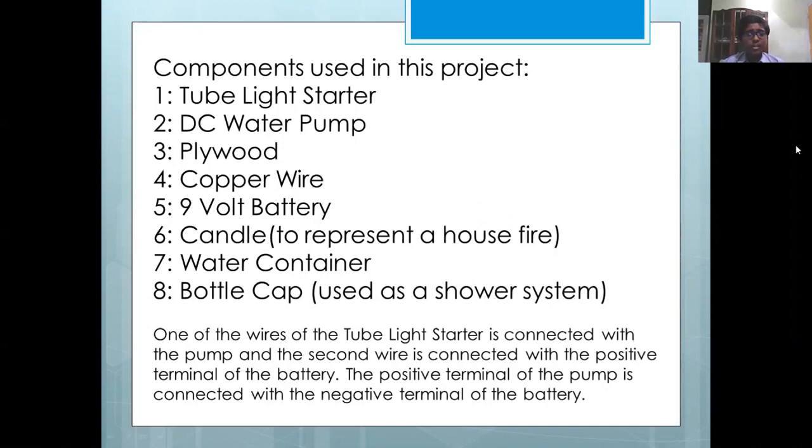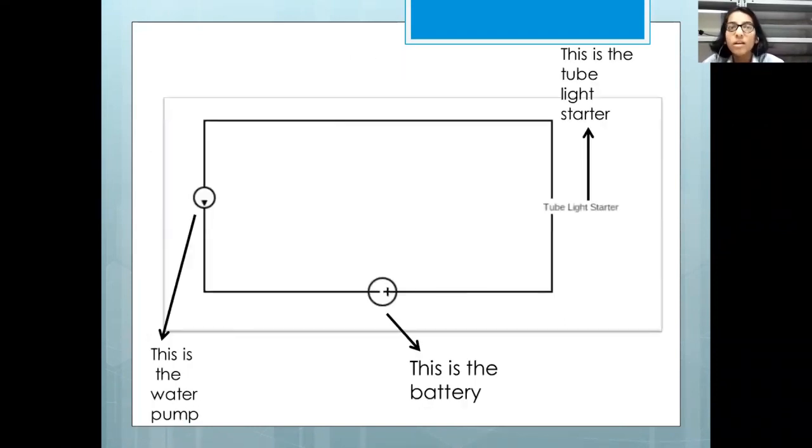Components used in this project: a tube light starter, a DC water pump, plywood, copper wire, a 9-volt battery, a candle to represent a house fire, a water container and a bottle cap. One of the wires of the tube light starter is connected with the pump and the second wire is connected with the positive terminal of the battery. The positive terminal of the pump is connected with the negative terminal of the battery. The circuit diagram is shown below.